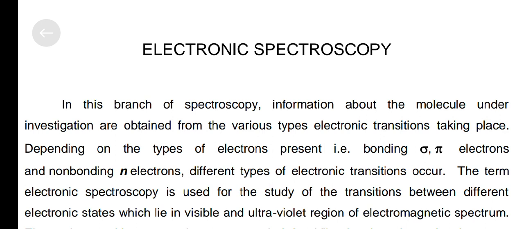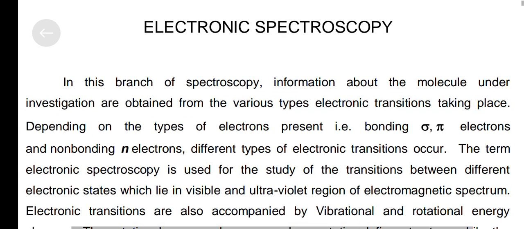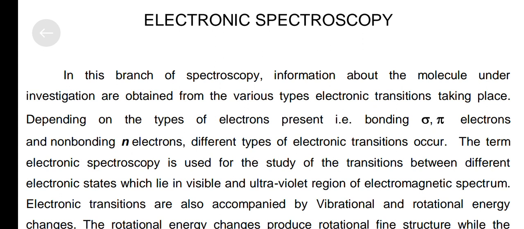In this branch of spectroscopy, information about the molecule under investigation is obtained from the various types of electronic transitions taking place. Depending on the types of electrons present, bonding sigma and pi electrons and non-bonding n electrons, different types of electronic transitions occur. The term electronic spectroscopy is used for the study of transitions between different electronic states, which lie in the visible and ultraviolet region of the EM spectrum.